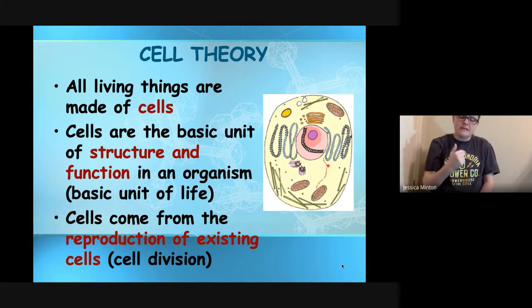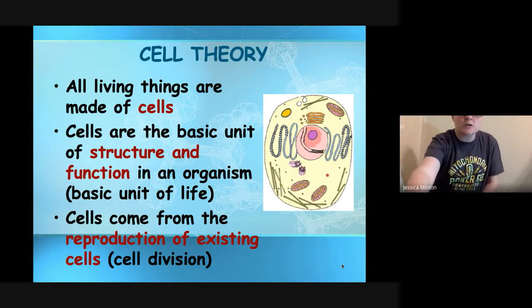The next and the third part, new cells come from the reproduction of existing cells. Now, we're looking at mitosis and meiosis, which is not a topic for discussion today. However, this is what they are talking about.